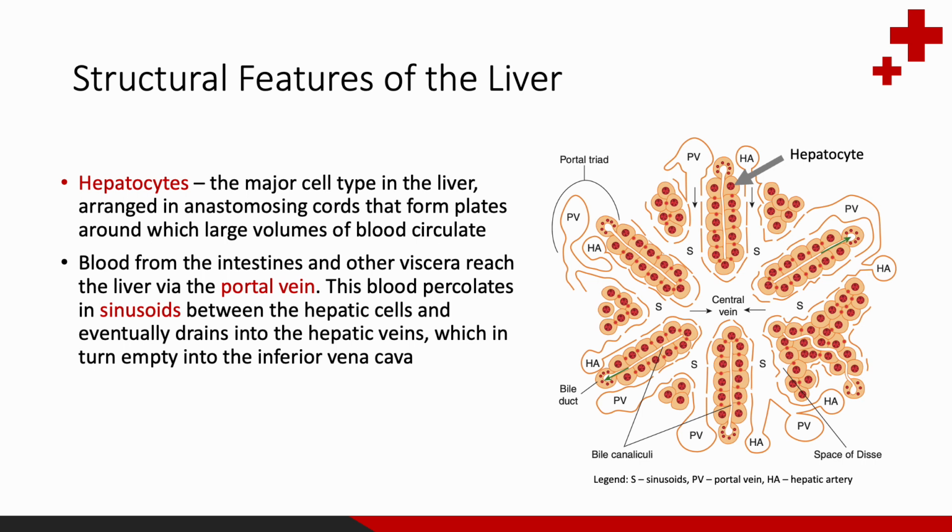As shown in the schematic diagram, hepatocytes are arranged radially in plates surrounding a central vein. Blood is supplied to the liver by branches of the portal vein and hepatic artery, which empty into sinusoids surrounding the hepatocytes. The direction of blood flow is indicated with black arrows.